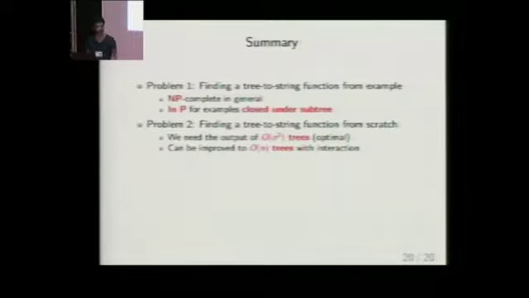And we have looked at the second problem of finding a tree-to-string function from scratch, where we had to generate the questions ourselves. And here we have found that the optimal bound was we had to know the output for a cubic number of trees, but this can be improved to a linear number of trees if we are allowed to interact with the user. For our future work, we would like to extend this to larger classes of tree-to-string functions, and we think that the techniques which are developed there could be applied to these larger classes. Thank you for your attention.